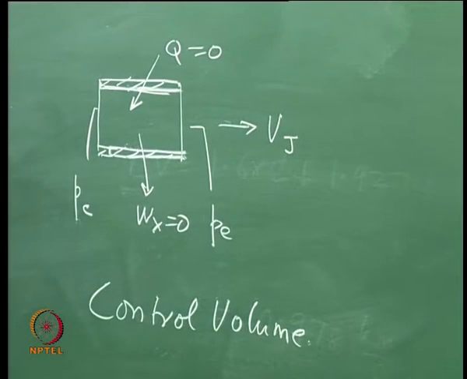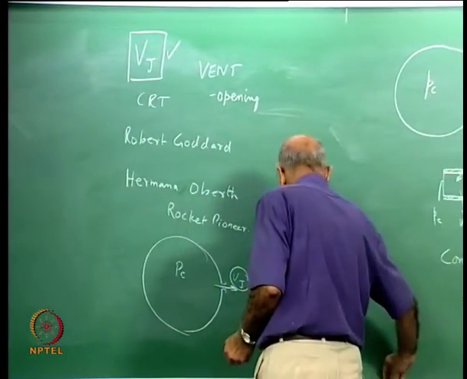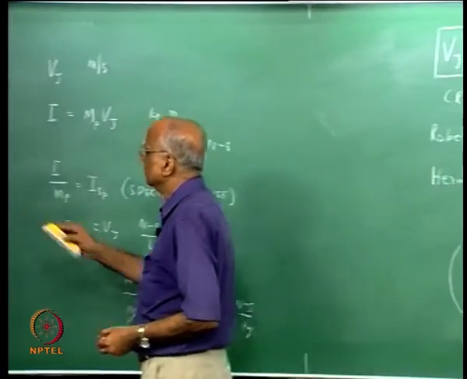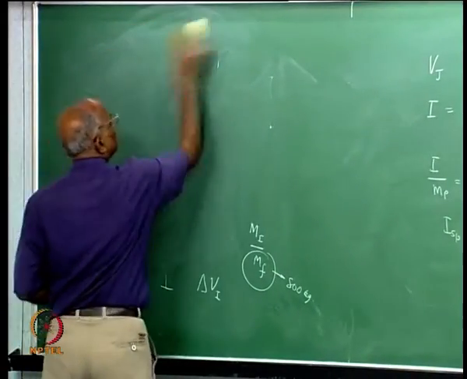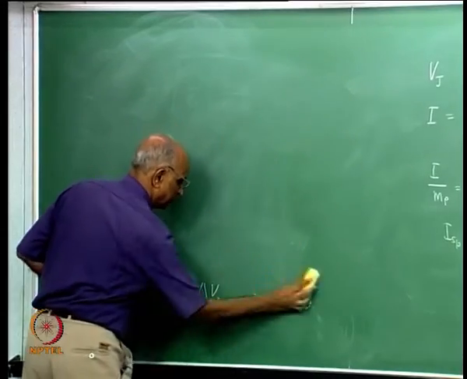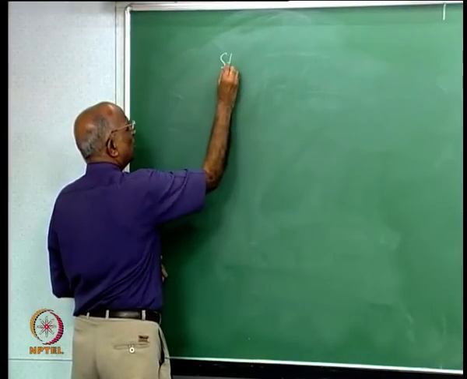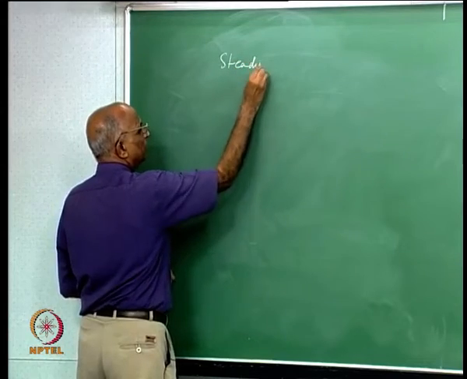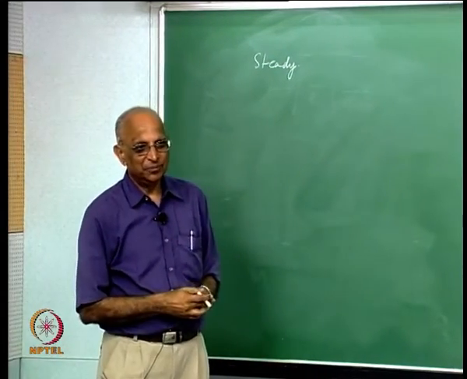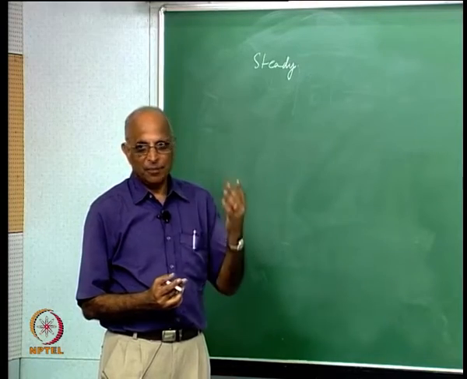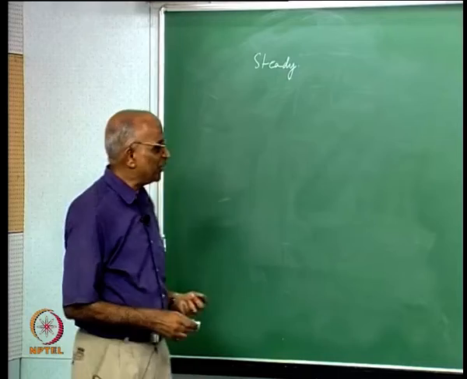Now, I have to write the equation. How do I write this equation? Let us go back onto the board there and put the equation together. Let us also assume that the flow is steady. What do we mean by flow is steady? The mass which is entering the vent and the mass leaving the vent is the same, steady flow energy equation.